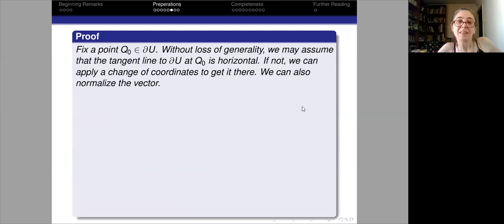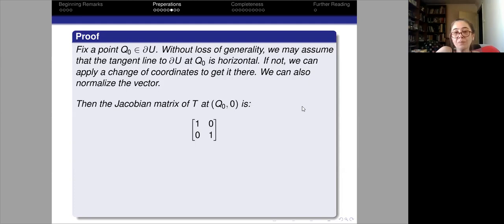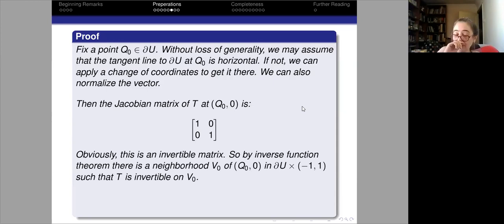So we fix a point Q0 on the boundary of U. Without loss of generality, we may suppose that the tangent line to the boundary at the point Q0 is horizontal. If not, you can just apply a change of coordinates to make this tangent line horizontal. Also without loss of generality, we can normalize the vector. Then when you calculate the Jacobian matrix of T at (Q0, 0), you get the matrix [1, 0; 0, 1]. So this is obviously an invertible matrix. This means that you can use the inverse function theorem, which says there is a neighborhood E0 of the point (Q0, 0) such that T is invertible on E0.